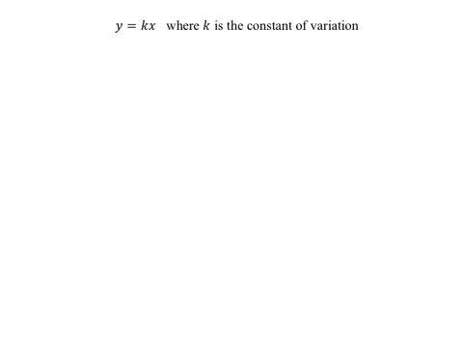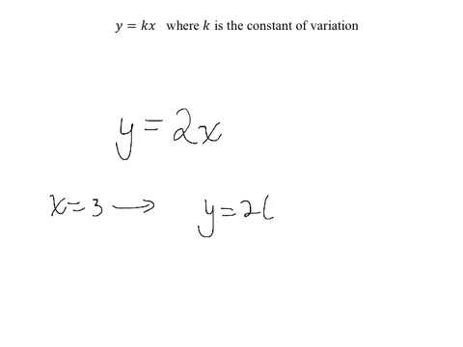What direct variation really means is simply that as x increases, y increases. So as this quantity x goes up, this quantity goes up. Let's take a look at that. Pick an arbitrary value for k, some constant, like 2. Our equation becomes y equals 2x. If x is, say, 3, we get y equals 2 times 3, or simply y equals 6.